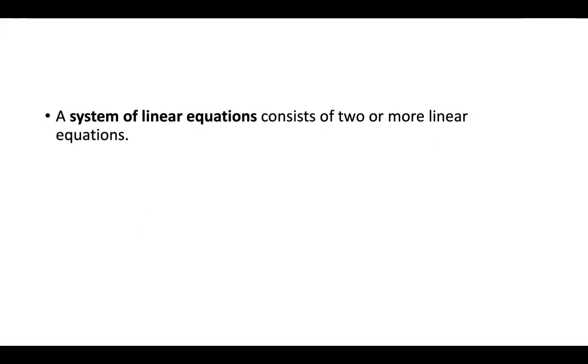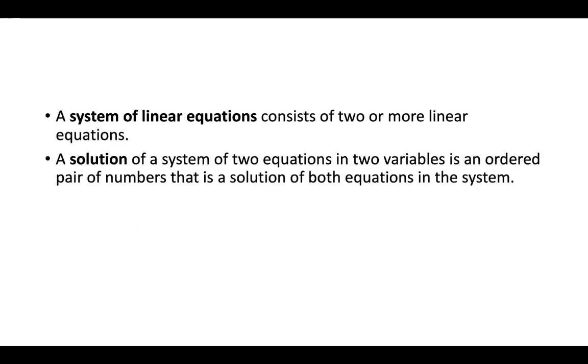All right, so we already know what a linear equation is. A system of linear equations is a group of two or more linear equations. And a solution of a system of two equations in two variables, which is the kind of system that we will talk about in this course, is an ordered pair of numbers that is a solution of both equations in the system.